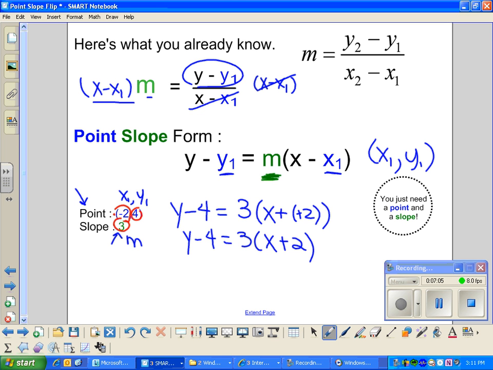This equation represents the line that's got a slope of 3 and has a point on that line of, this is the y, and this is the x. Remember that x is -2. So of -2, comma 4.